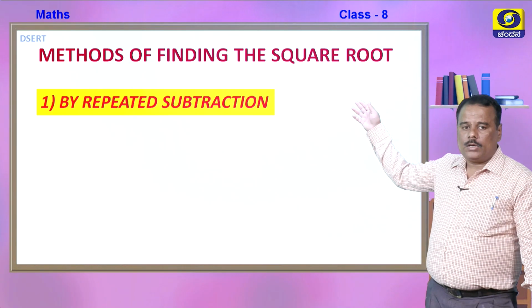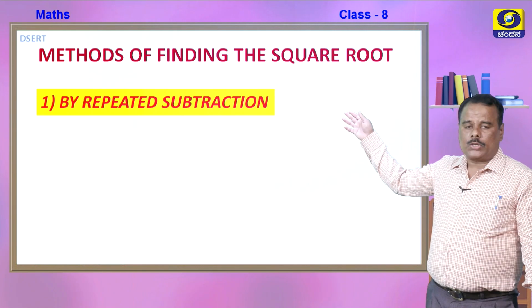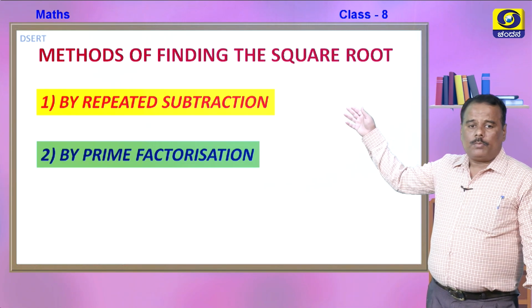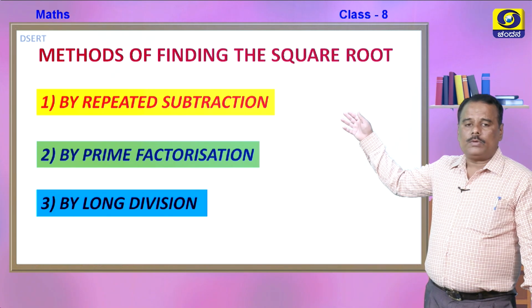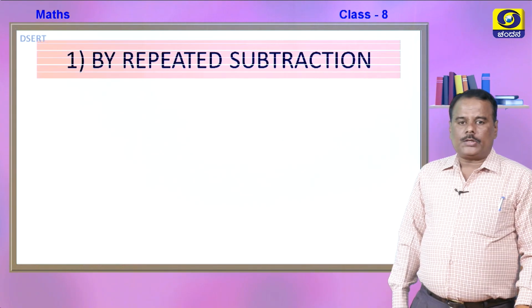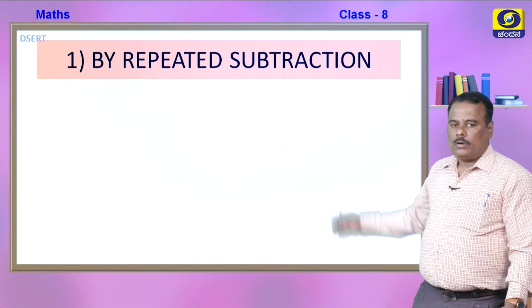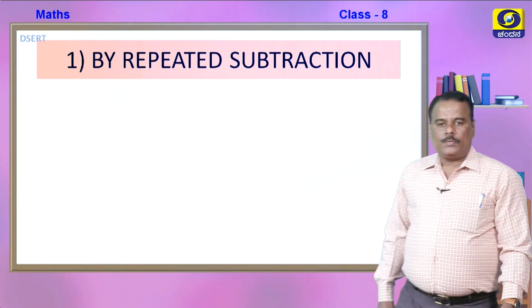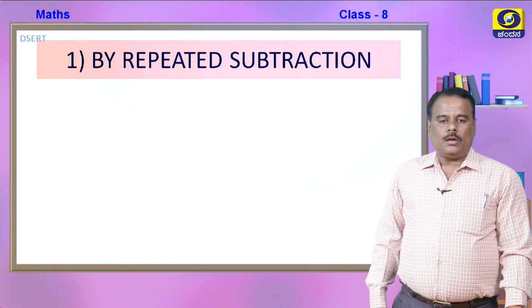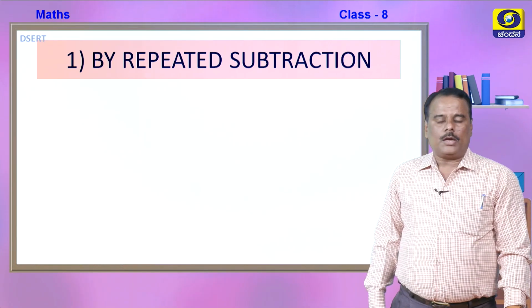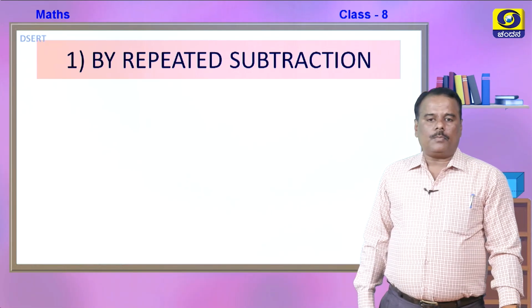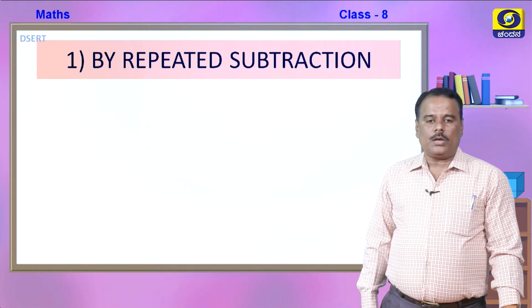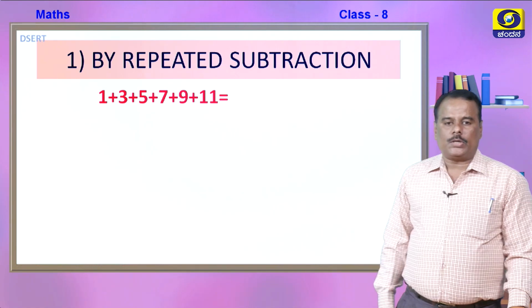Among them, the first one is by repeated subtraction, the second one is by prime factorization, and the third one is by long division method. So, first of the three methods is finding the square root by repeated subtraction. As we already discussed, any perfect square number can be expressed as the sum of the first n odd positive integers, or odd natural numbers. Let us see the example.